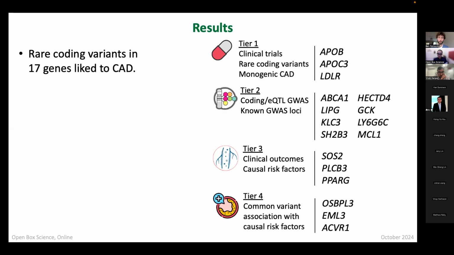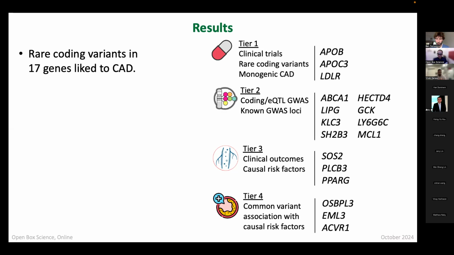Tier 3 genes don't have genetic support, but have clinical support. We tested this for association with clinical manifestations of CAD, as I mentioned, arterial stiffness, ejection fraction, among others, and their association with causal risk factors. All of these 3 genes showed a role, or at least an association, with these outcomes.